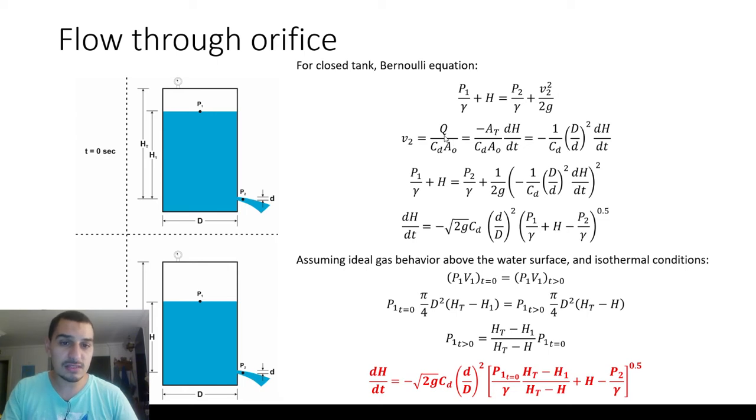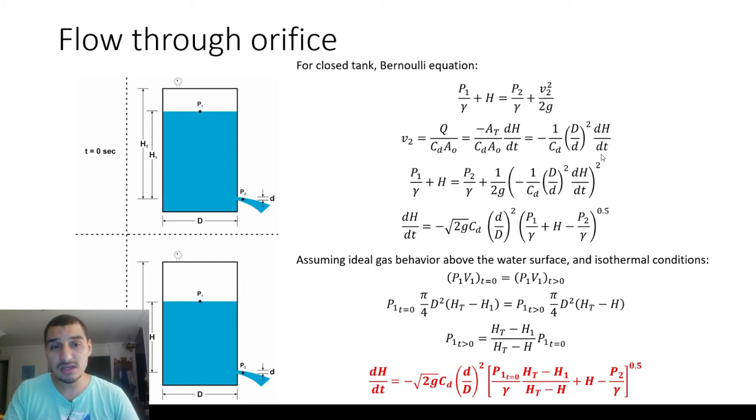We will substitute Q by area multiplied by height divided by time. So this is going to be AT, which is the area of the tank, and this is Cd A0, where A0 is the area of the orifice, and this is dH/dt, which is the change of height with respect to time. So at the end of the day, we'll put pi over 4 D squared and pi over 4 d squared. We will end up with this form, which is negative 1 over Cd, capital D over small d to the power 2, multiplied by dH/dt.